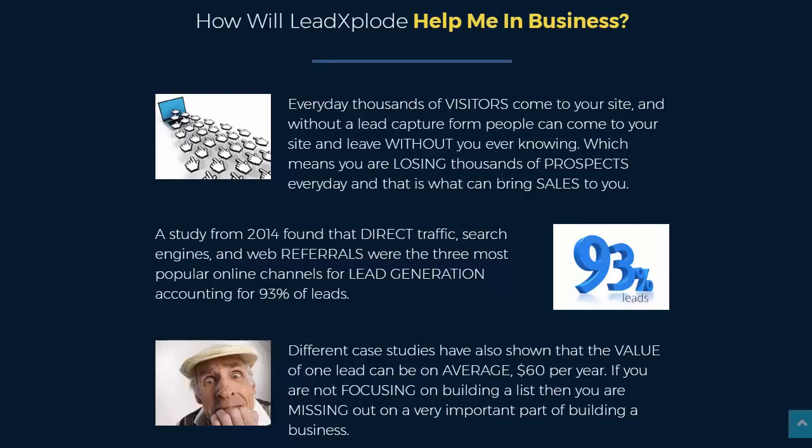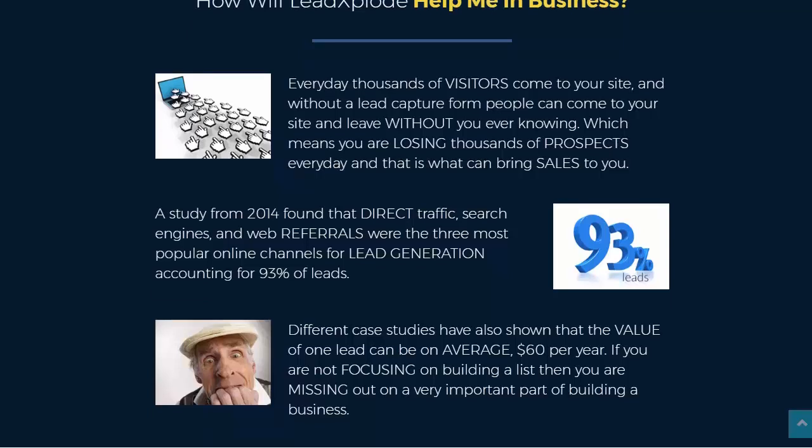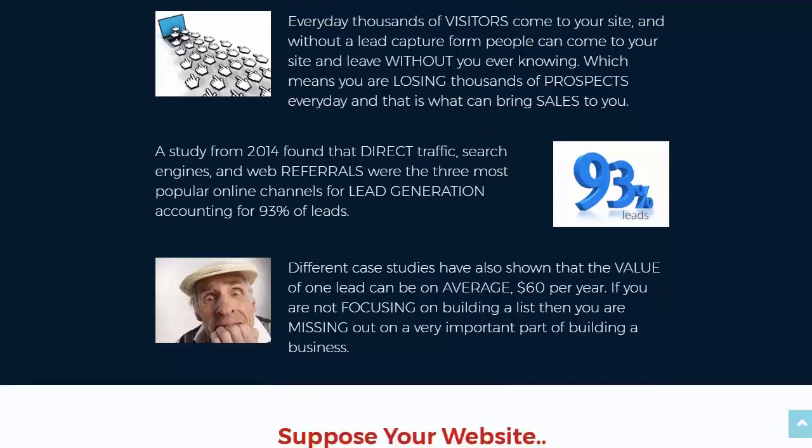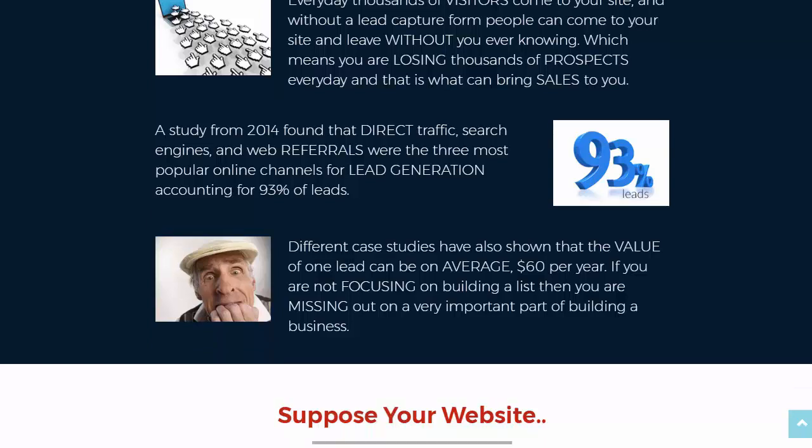Now, a study from 2014 found that direct traffic from search engines and web referrals were the most popular online channels for lead generation, accounting for 93% of leads. Right? So different case studies have also shown that the value of one lead can be on average about $60 per year. So if you're not focusing on building a list, then you're really missing out on a huge part of building a business. So this should be a real eye-opener for those that are kind of unsure about list building and really the value of a lead.